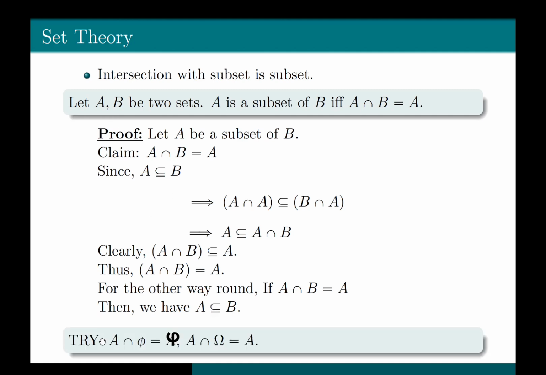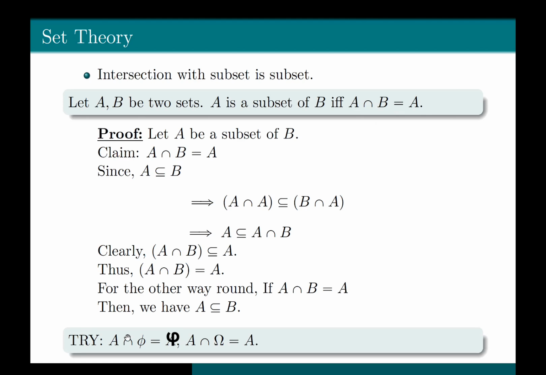But for the first one, we have A intersection empty set. A intersection empty set, we know that the empty set is a subset of every other set. Therefore, the empty set is a subset, and we will have A intersection empty set to be the empty set. Second statement, which is A intersection omega, it is equal to A. Why? Because A is a subset of omega, and using this property, we will have that A intersection omega is equal to the smaller set A.